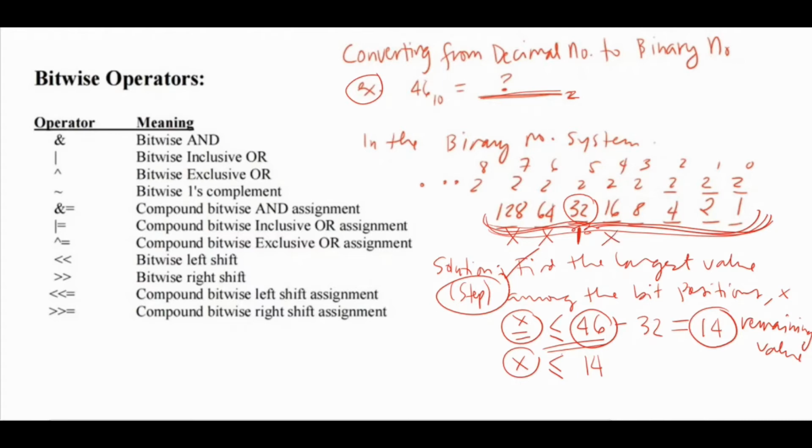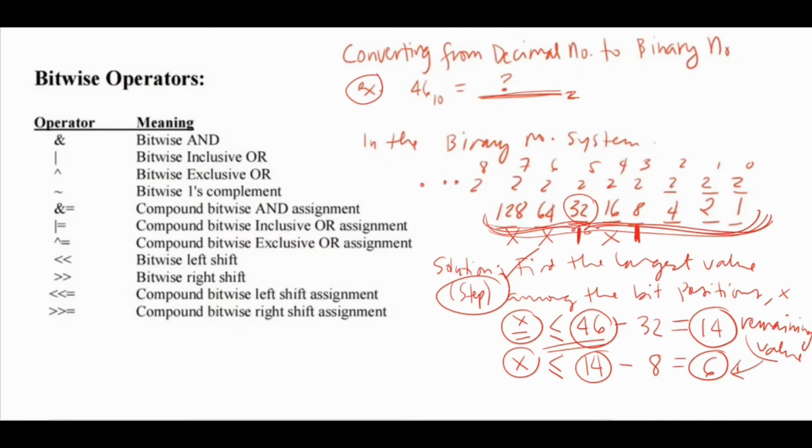It is not 16, right? Because 16 is greater than 14. It is 8, right? So we set 8 to 1. 8 among these values satisfies the condition that it should be the largest value and less than or equal to the remaining value 14. And then we set that to 1 and subtract it from 14. So 14 minus 8 is equal to 6. So this time, the remaining value is 6.